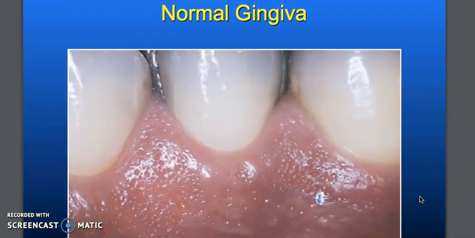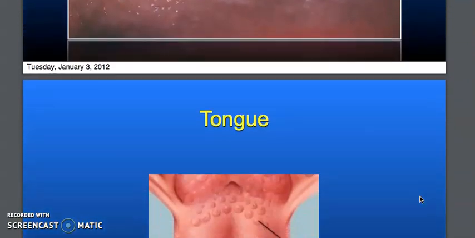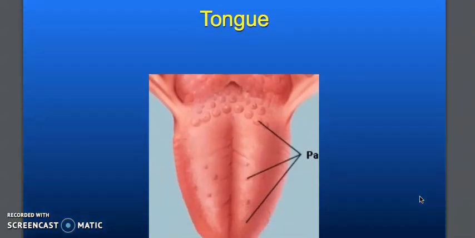Again, normal gingiva just has pigmentation. Okay, let's look at the tongue quickly. We've talked about the tongue in class before. This is a normal tongue, and what they're trying to point out is the papilla on the tongue. You have the circumvallate, you have the fungiform, and the filiform. This is very normal.